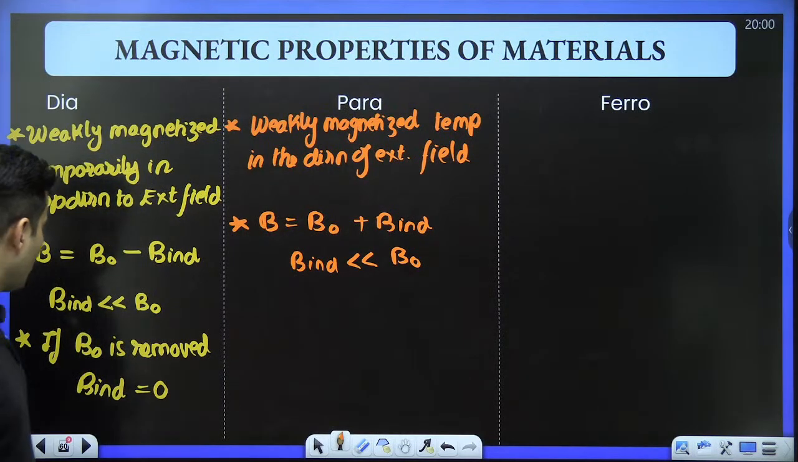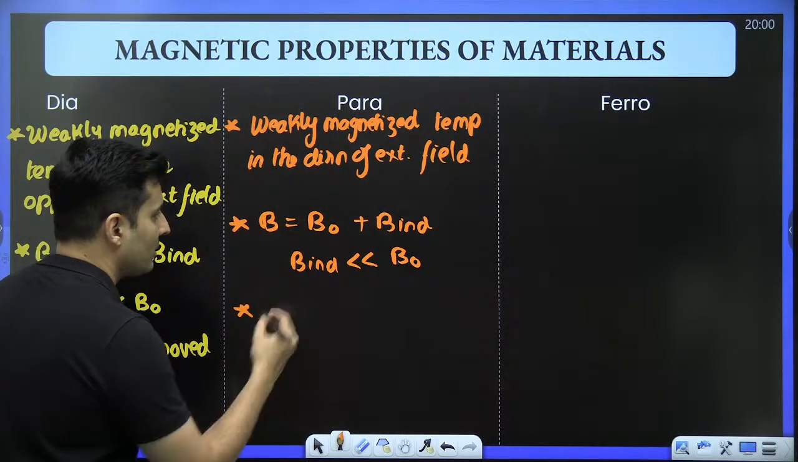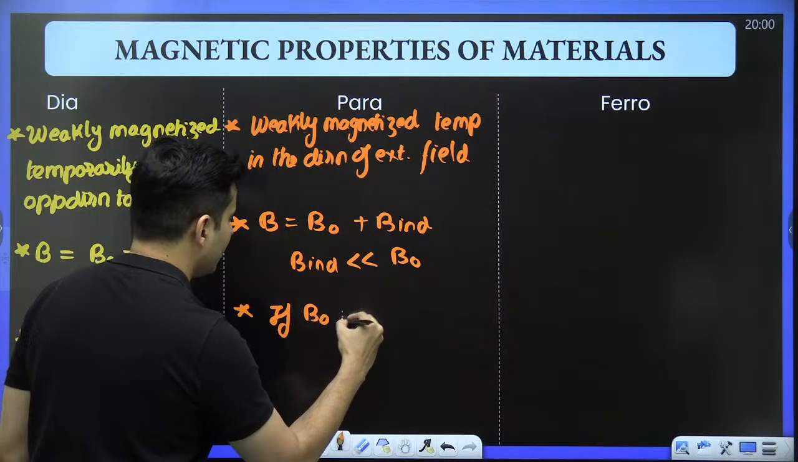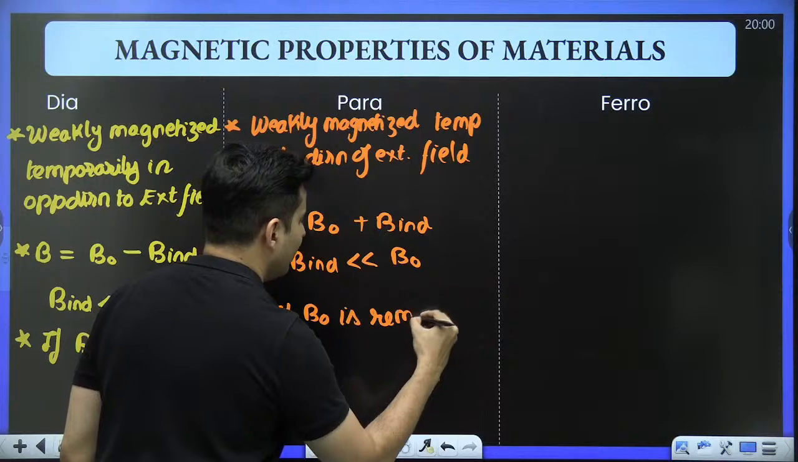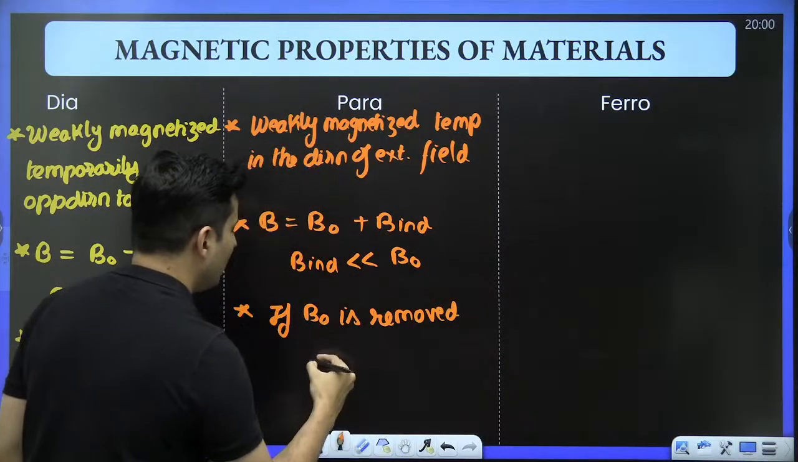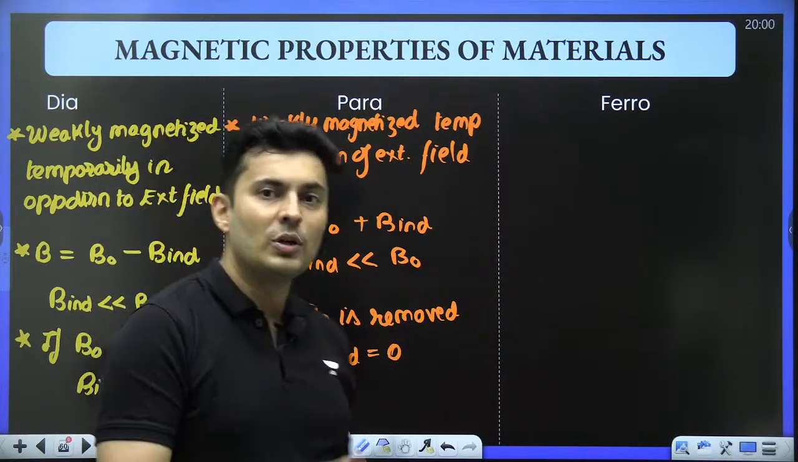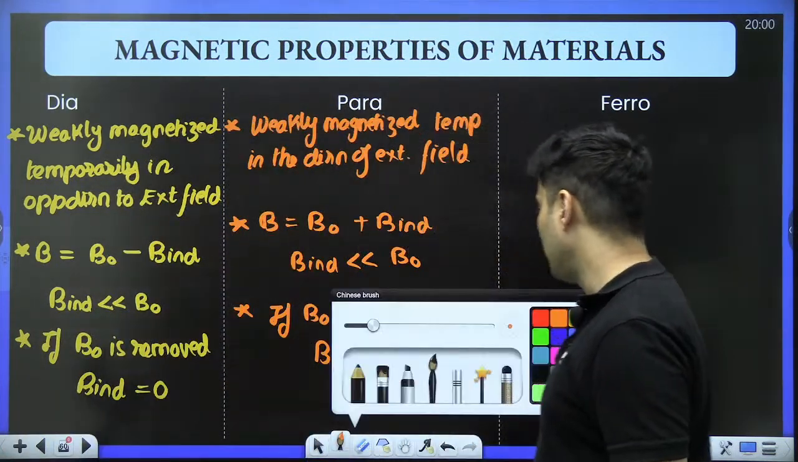Keep that in mind. And again, over here also, this is a temporary phenomenon. If B naught is removed, if external field is obviously removed, you will immediately see that the induced field will become zero. It is a temporary magnet.